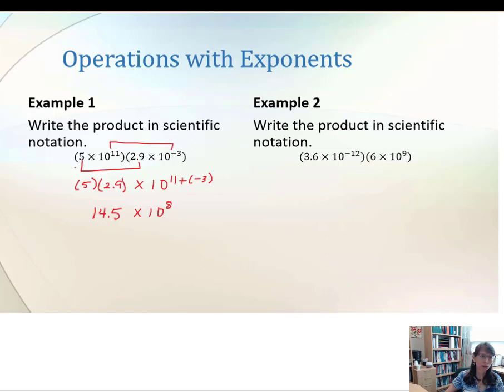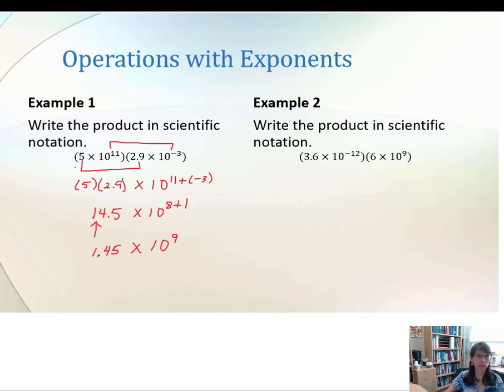Now notice that 14.5 is not a number between 1 and 10, so we're not quite done. Think about our last lesson. Remember how we talked about where to replace the decimal? We just changed 14.5 to 1.45. We shrunk that number by a factor of 10. So if this portion of the number is shrinking by a factor of 10, the other portion has to be increased by a factor of 10. So the final answer is 1.45 times 10 to the power of 9.